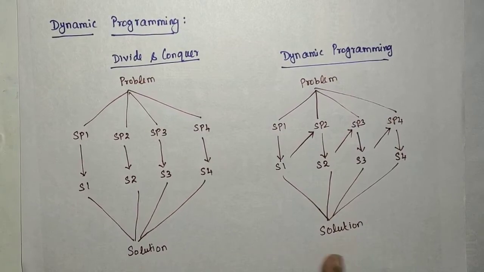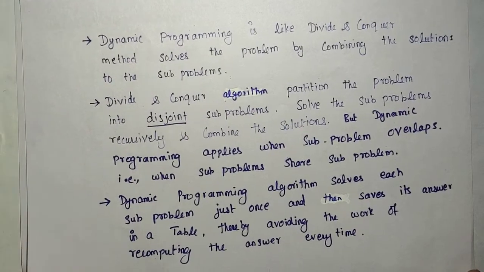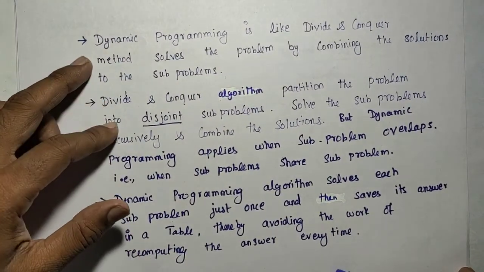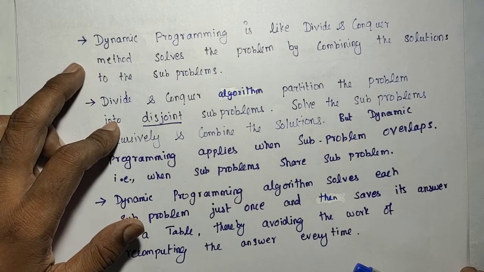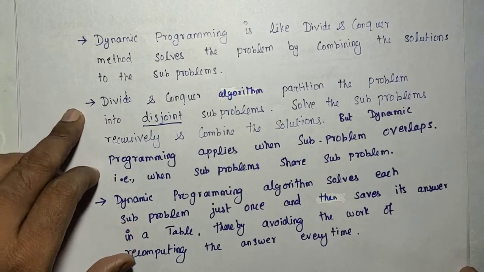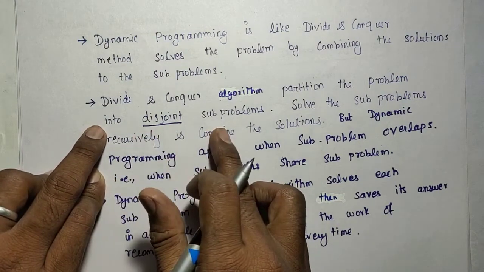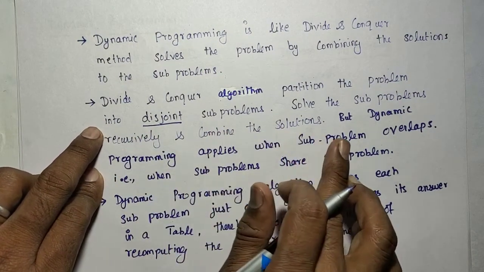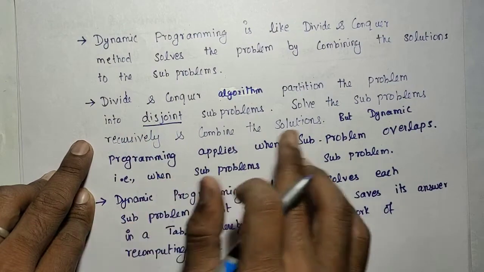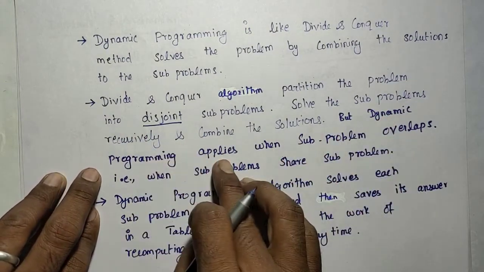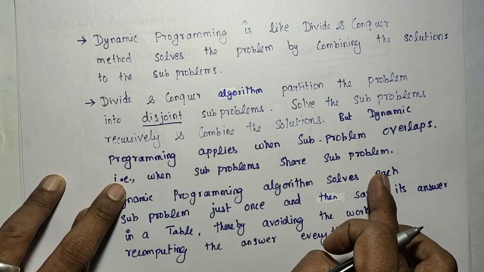Okay, divide and conquer and dynamic programming. The points I have written here are what I explained. Dynamic programming, like the divide and conquer method, solves the problem by combining the solutions to the subproblems. So it is similar to divide and conquer. Divide and conquer algorithms partition the problem into disjoint subproblems. Disjoint means independent subproblems. They solve the subproblems recursively and combine the solutions. That is the procedure for divide and conquer. But dynamic programming applies when the subproblems overlap, that is, when subproblems share subproblems.